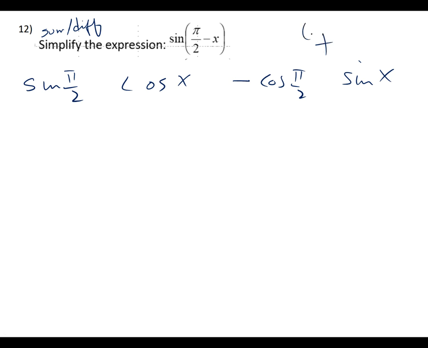Pi over 2 is up here at the top, right? So what's the sine of it? 1 times cosine x. What's the cosine of it? 0 times sine x. What happens? 0 times sine goes away. What's my final answer? Cosine x.